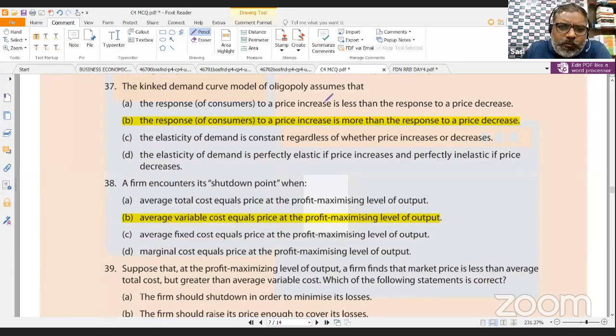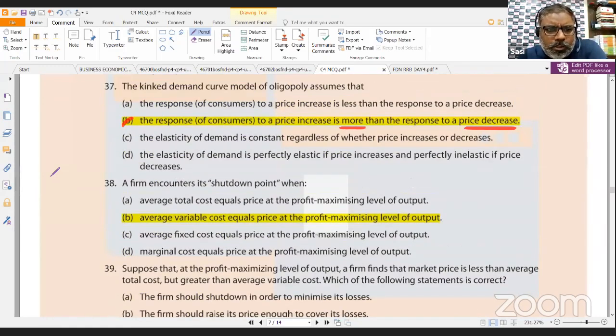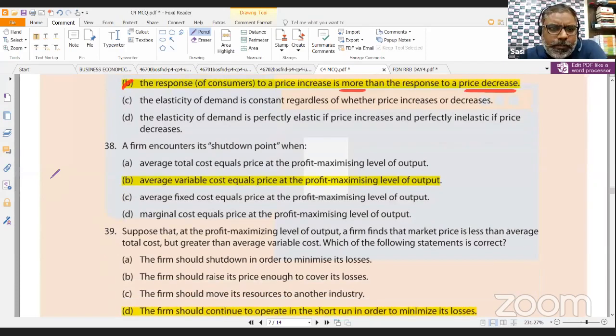Kinked demand curve model of oligopoly assumes that the response of consumers to a price increase is more than the response to a price decrease. Yes, that is also one of the points of oligopoly. When there is a price increase, definitely the customers will move to the competitive product. But when there is a price decrease, that does not mean people are all coming to the other product. So the response to a price increase is more than the response to a price decrease. That is also one of the things explained by the kinked demand curve model of oligopoly. Very important concept also. So question number 37, answer will be B, Bengaluru.